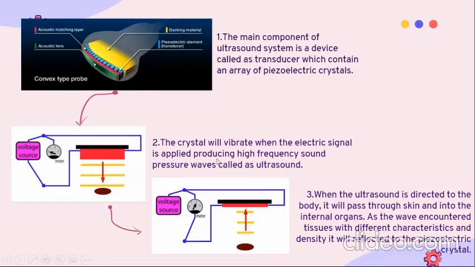When we apply a potential difference or electrical signal to this crystal, we produce a high frequency sound wave pressure. We call it ultrasound. When the ultrasound is directed to the body, it will pass through the skin and into the internal organs. As the wave encounters tissue or obstacles with different characteristics and density, it will be reflected back to the piezoelectric crystal as echo. The reflected ultrasound we call echo.